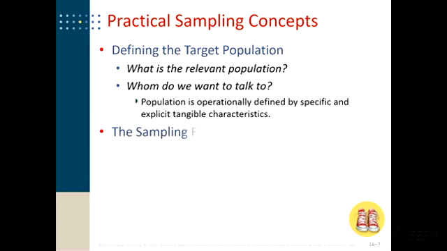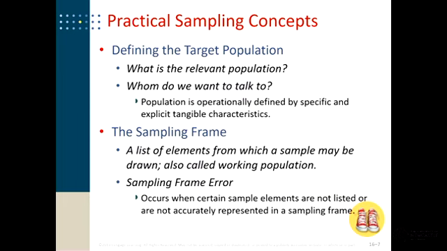So once we define what our target population is, next we need to define our sampling frame. Sampling frame means actually a list from which the actual sampling unit will be picked up. Once again, sampling frame is a list that we can sometimes get conveniently, and sometimes we cannot, from where we will actually pick up our respondents.